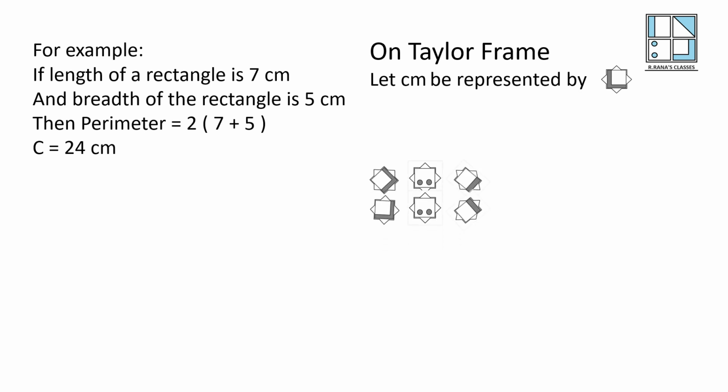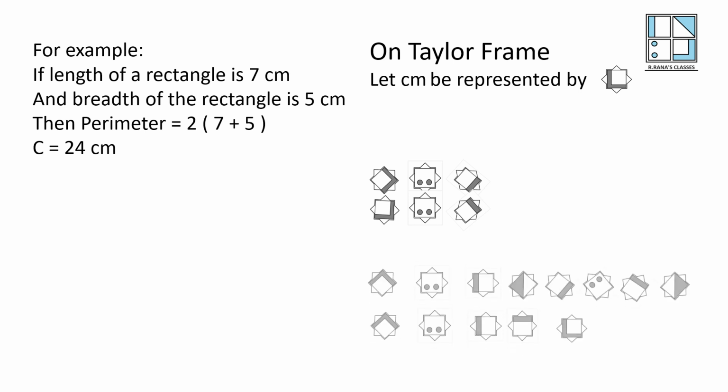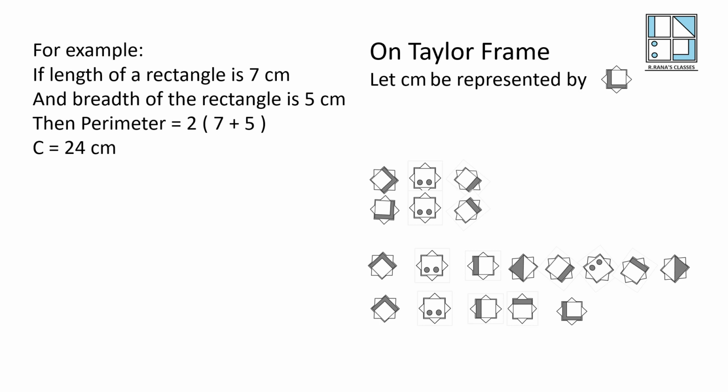On Taylor frame, if x is equal to 7 centimeter, that means length is 7 centimeter, and y is equal to 5 centimeter, then C is equal to twice brackets open x plus y brackets close. That is, perimeter C is equal to 24 centimeter. This symbol represents centimeter as mentioned above.